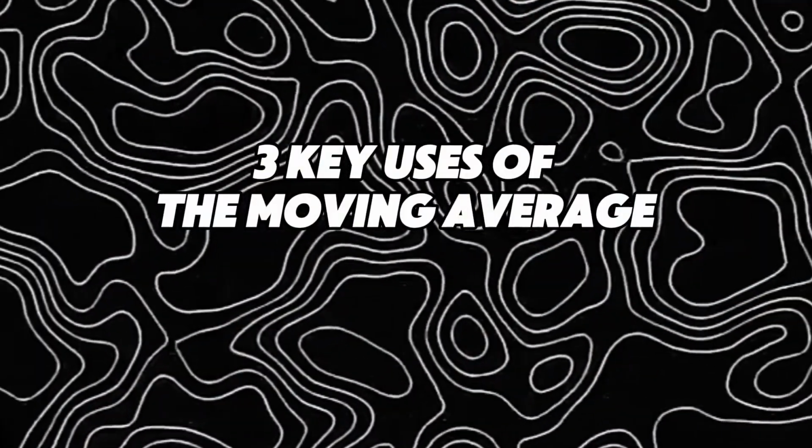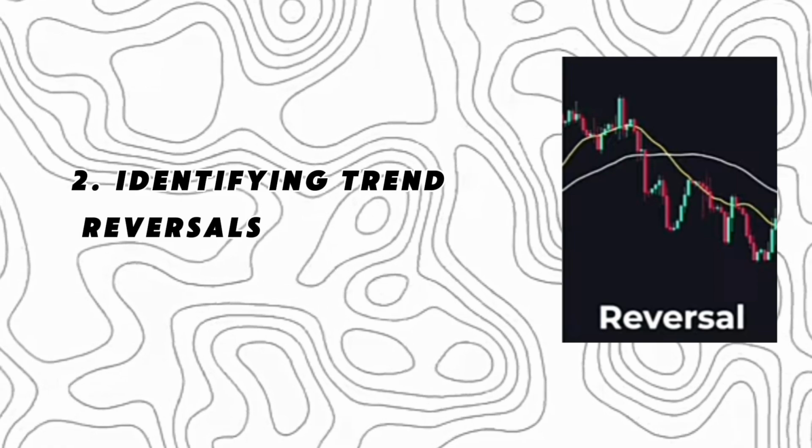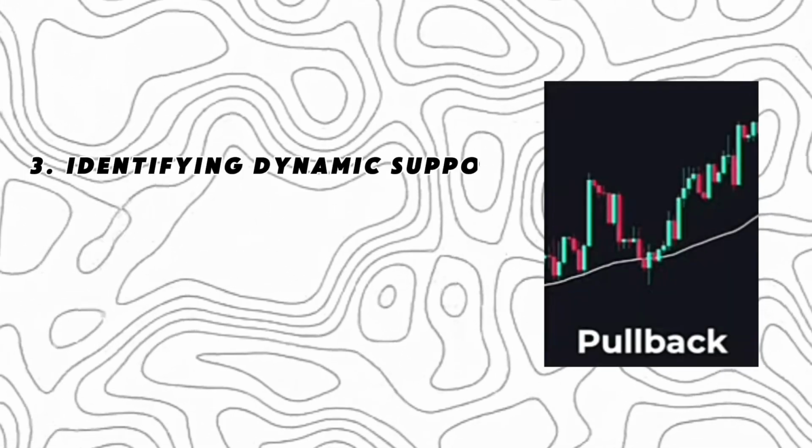3 key uses of the moving average. Number 1. Identifying market trends. Number 2. Identifying trend reversals. Number 3. Identifying dynamic support and resistance.